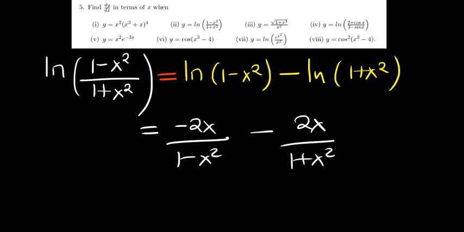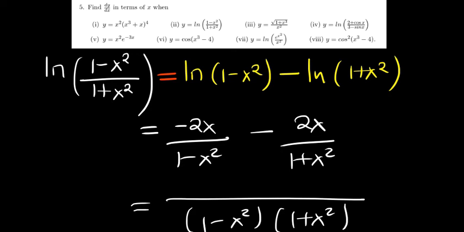Now, of course, if you want, you can simplify this beyond this point. Come up with a common denominator, if you want to find the same answer that you find if you go the other way. So the denominator is (1 minus x squared)(1 plus x squared), because that's a common denominator. After I divide by that, what remains is the other part. So it's negative 2x multiplied by (1 plus x squared), and then minus 2x on top multiplying by (1 minus x squared).